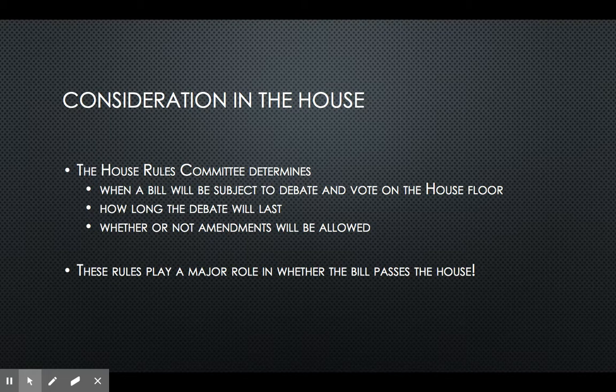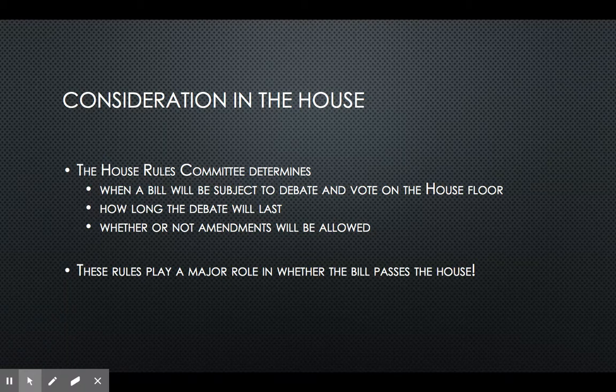Consideration in the House. Now, as I said, each chamber is going to have its own rules for considering pieces of legislation. So this is after committee, once a bill has moved onto the floor for debate. In the House of Representatives, they have what's called the House Rules Committee. And you can think of this like a traffic cop committee because they're going to be the ones setting the rules. They decide when a bill will be subject to debate and vote on the House floor, how long that debate will last, and whether or not amendments or additions will be allowed.